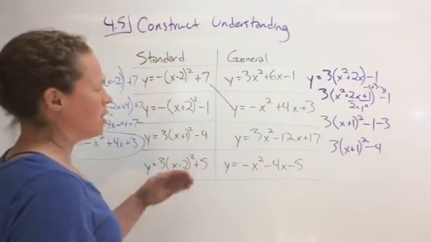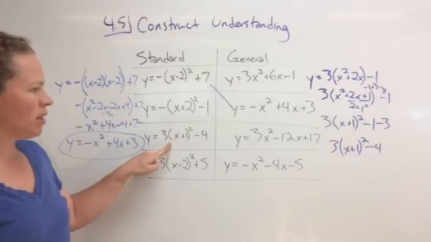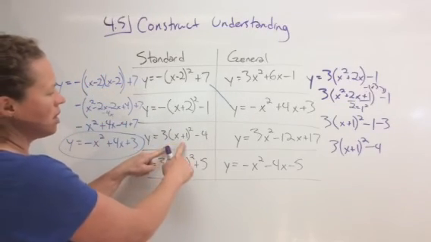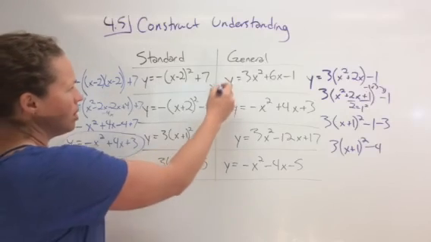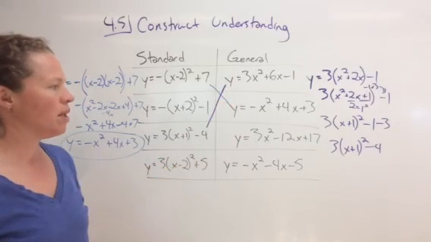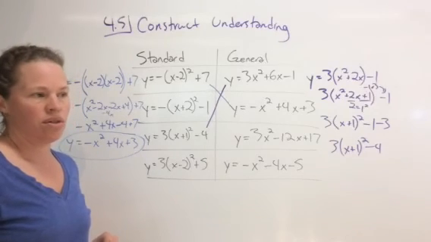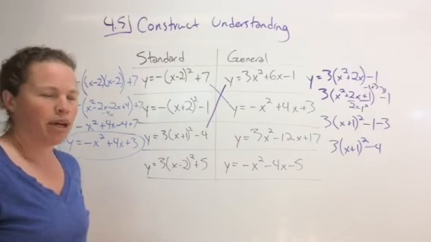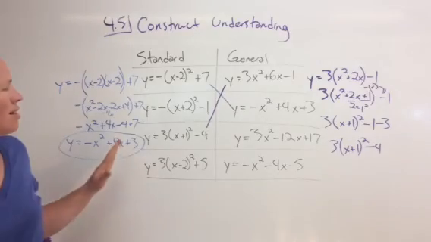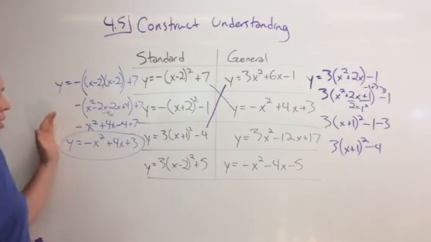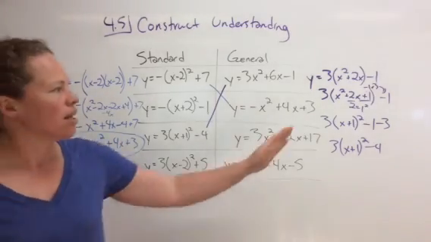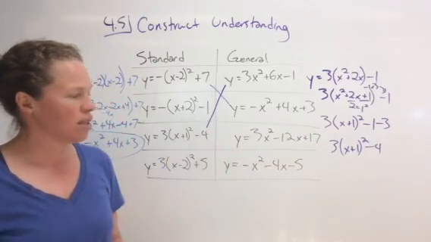So when I look over here, oh, there we go. We've got 3 times (x plus 1) squared minus 4. So these guys fit. So you can choose to do either way. You can choose to use your graphing calculator. But this is how you would take standard and turn it into general. And this is how you would take general and turn it into standard.